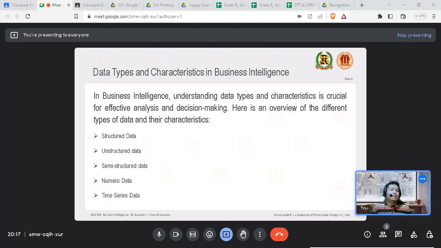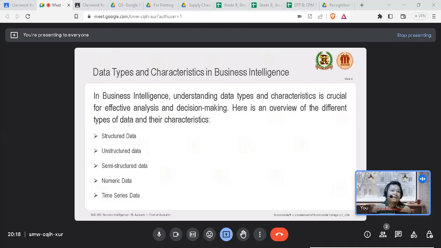Second one is complexity. It lacks a predefined structure, making it challenging to extract relevant information and apply traditional analysis techniques. Number three is the variety.